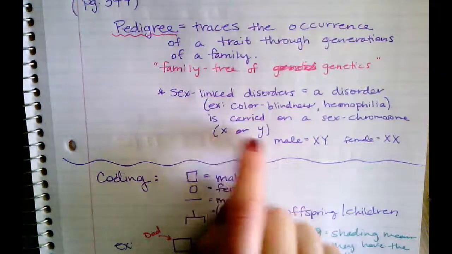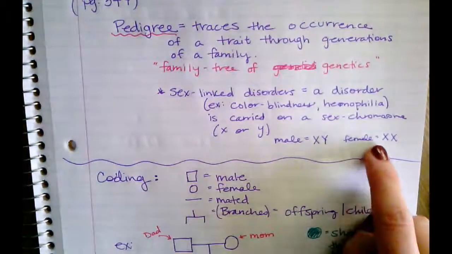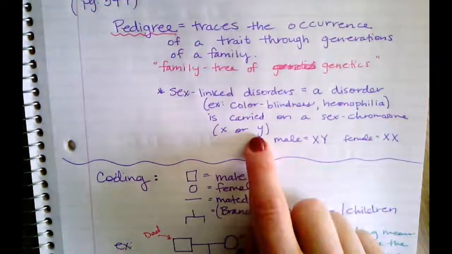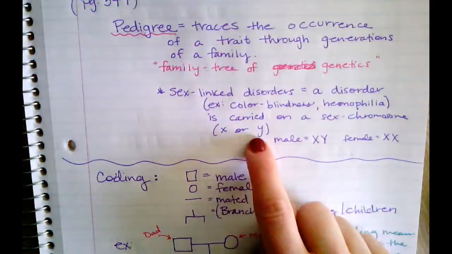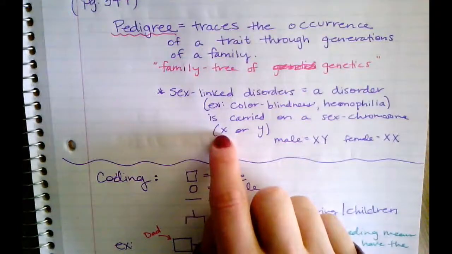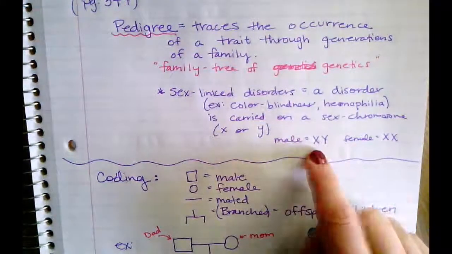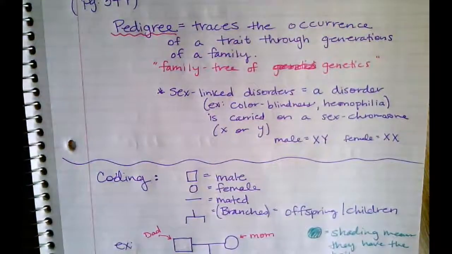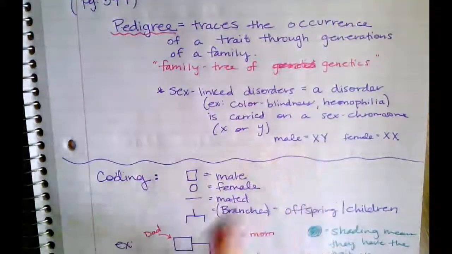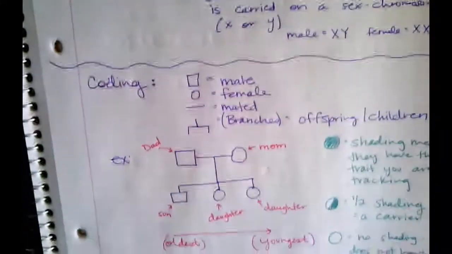A male, and I wrote it here as a reminder, has one X and one Y chromosome, and a female has two X's. So if it's a Y carried trait, it cannot be passed to a female because they don't have a Y. However, most sex linked disorders are carried on an X chromosome, which means it could be boys or girls. They typically find that there are more colorblind males than females, which I think is interesting to study. But we're going to move down here.